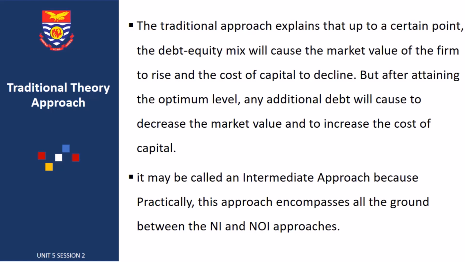Right, so let's also look at the traditional theory approach. This approach explains that up to a certain point, the debt to equity mix will cause the market value of the firm to rise and the cost of capital to decline. But after attaining the optimum level, any additional debt will cause the market value to decrease and the cost of capital to increase. So it has its ceiling point. The moment any additional debt is introduced, the market value starts to decrease and the cost of capital starts increasing.